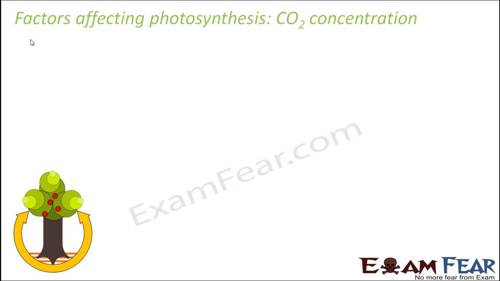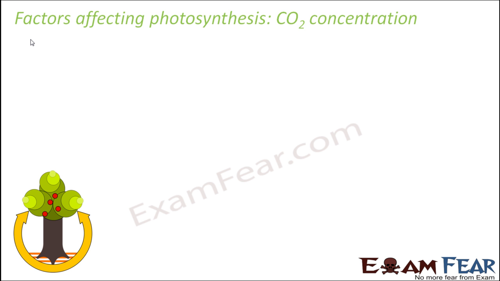Now last but not the least, carbon dioxide concentration. As we all know, carbon dioxide fixation is the first step of the biosynthetic phase of photosynthesis. That is, in the dark reactions, whether we talk about the Calvin cycle or the Hatch and Slack pathway, the first step is carboxylation or carbon fixation. So we need carbon dioxide there. So if the concentration of carbon dioxide is less, it will cause a serious problem. Anyways, we know that in the atmosphere, carbon dioxide is present in only 0.03% when compared to other gases like nitrogen or oxygen.